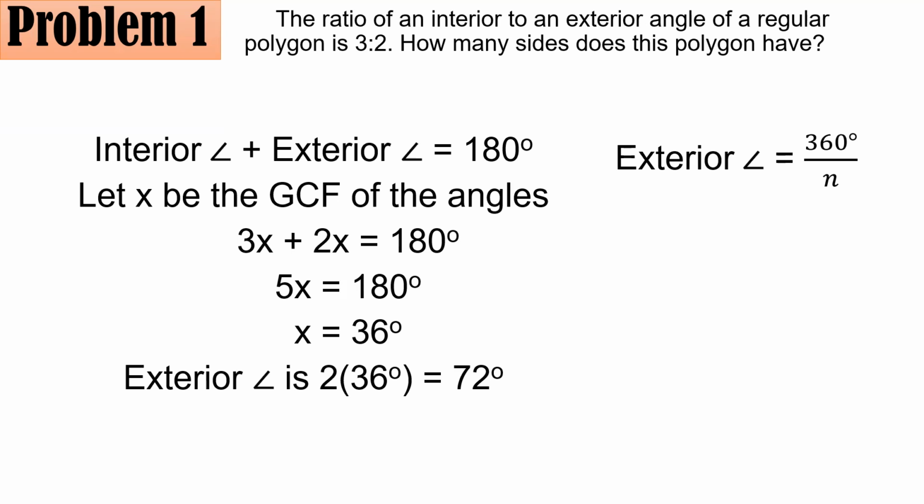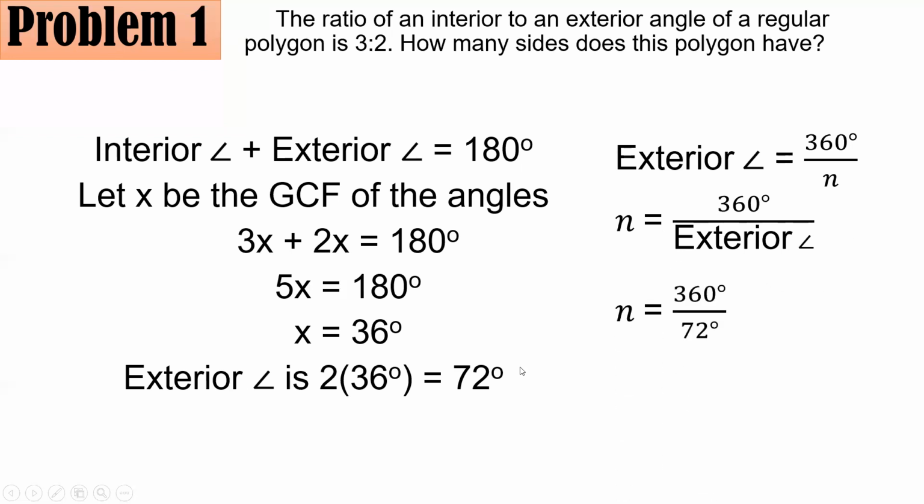Tama po. And solving for n, n is just equal to 360 degrees divided by the measure of an exterior angle. Since the measure of your exterior angle here is 72 degrees, n equals 360 degrees divided by 72 degrees, which is 5. Therefore, this polygon has 5 sides, or this is a regular pentagon. I hope na clear po. Okay, good job everyone.